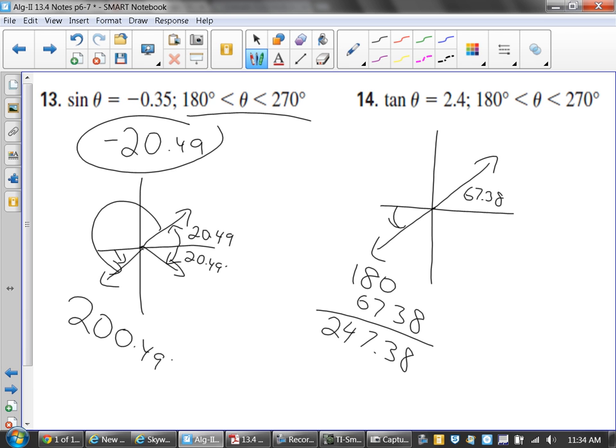$247.38. Okay. Remember, tangent is positive in the third quadrant because sine and cosine are both negative. Does that make sense?